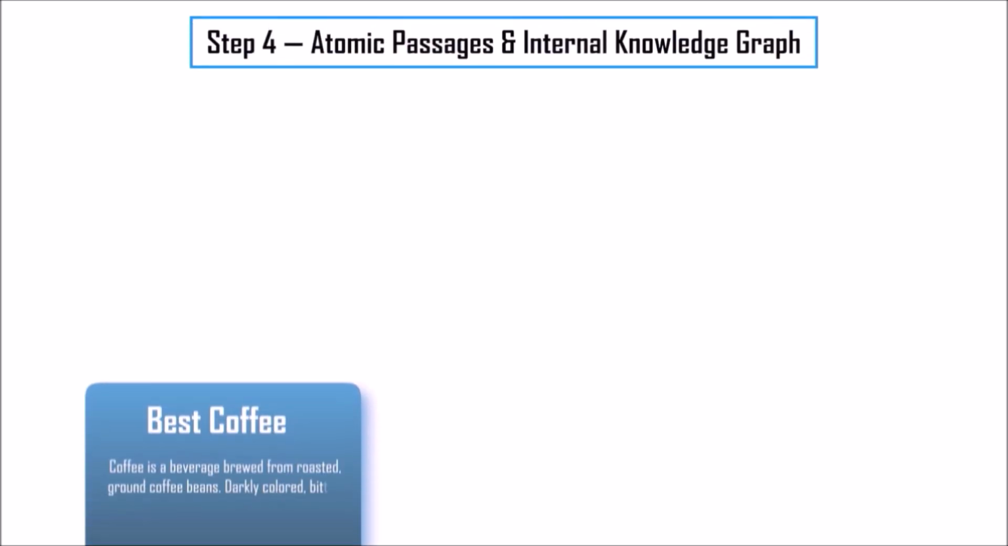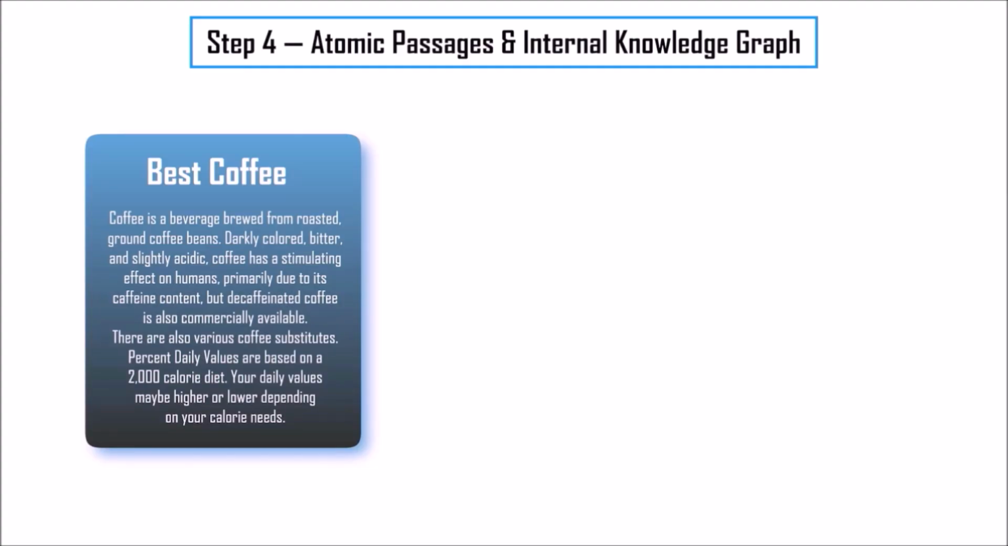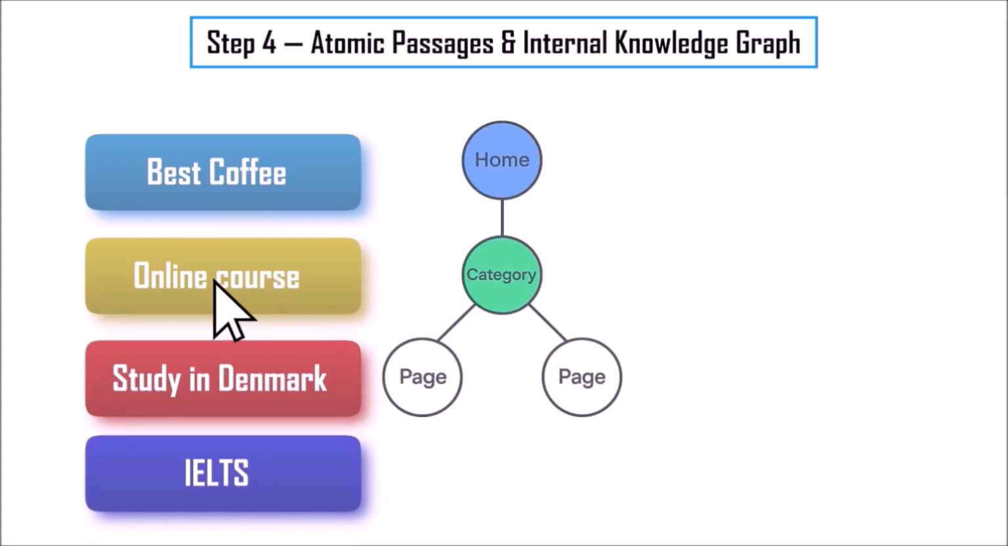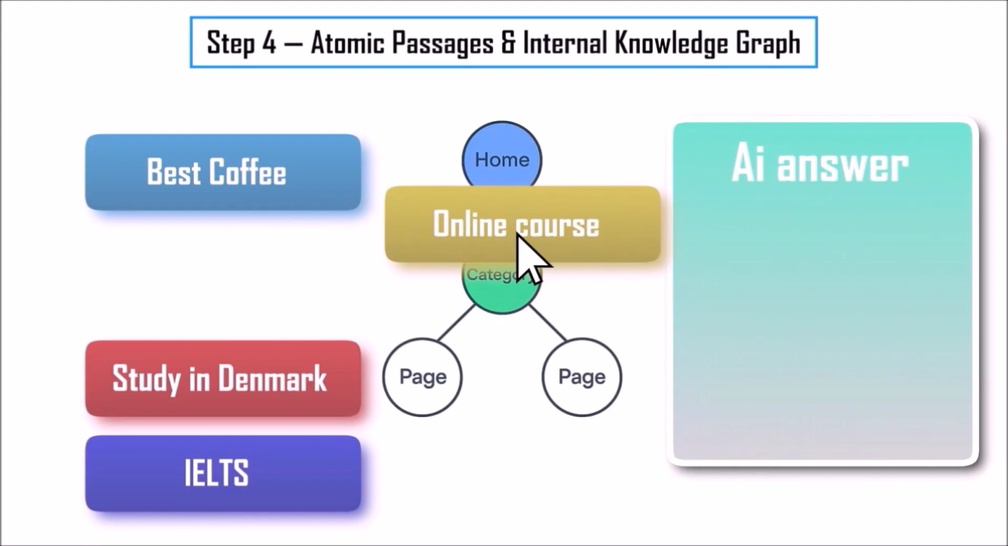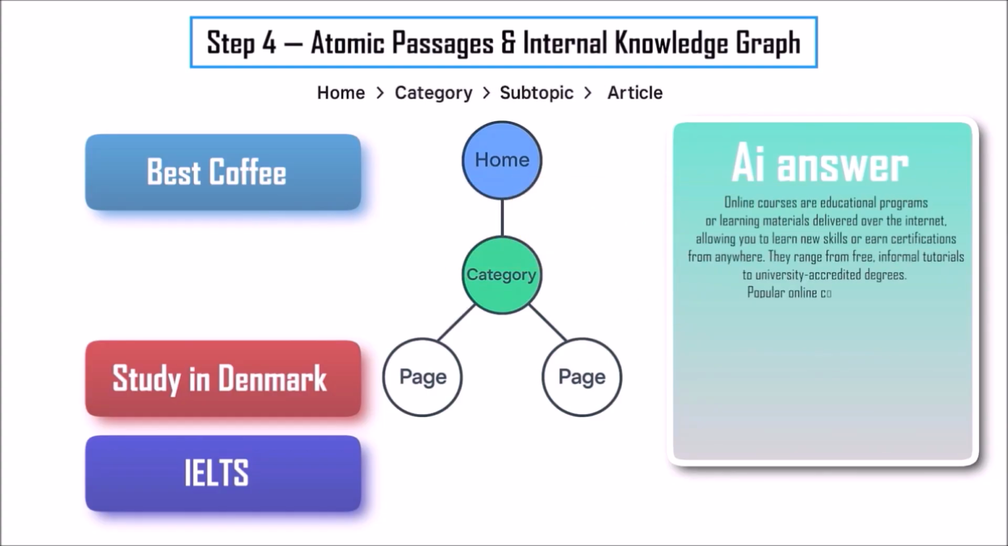Break content into self-contained paragraphs that stand alone if quoted. As I said, these tools pull passages and chunks of text, not entire pages. You also want to interlink clusters with descriptive anchors, add breadcrumbs and consistent terminology. Keep naming consistent across the site so vector embeddings align and retrieval improves.